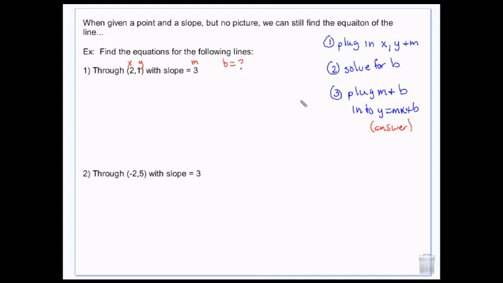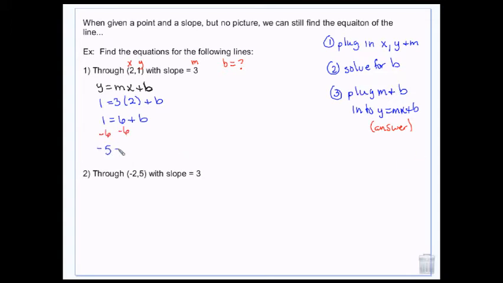Okay, so what we're going to do is it's always y equals mx plus b. For now, anyway. I have x, I have y, I have m. So I'm going to plug those in. Y is 1, m is 3, x is 2, plus b. So I get 1 is equal to 6 plus b. What is this? This is so confusing.